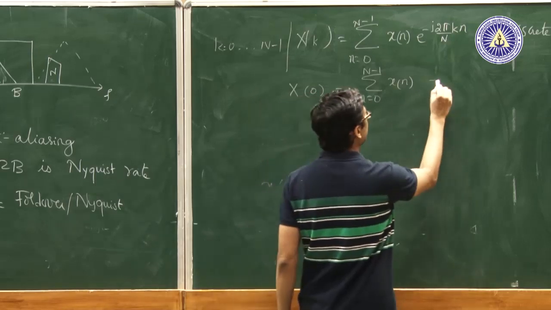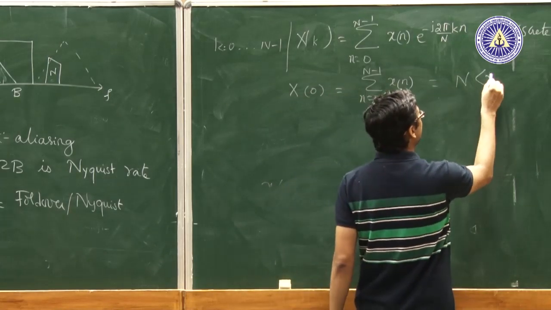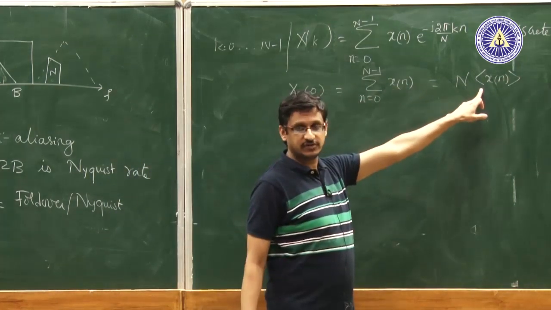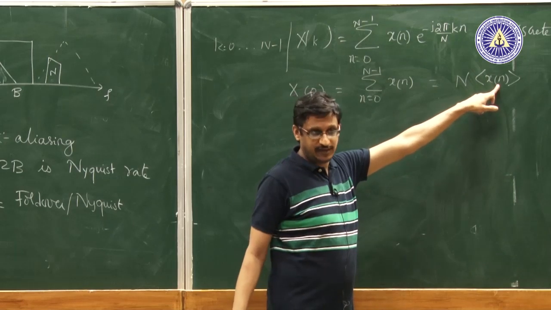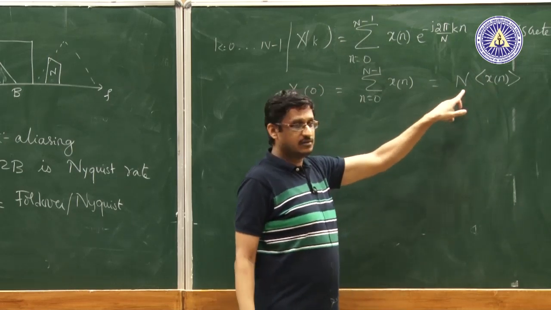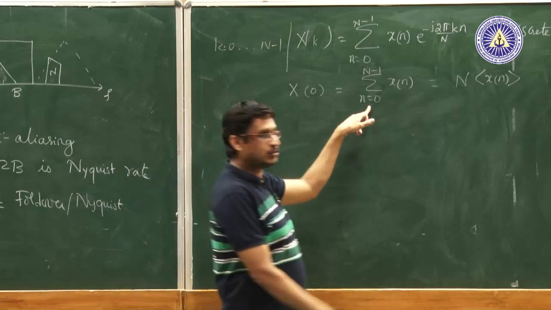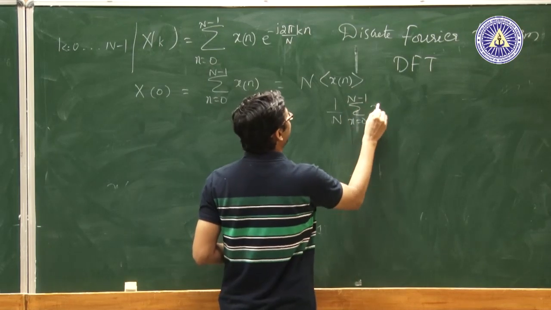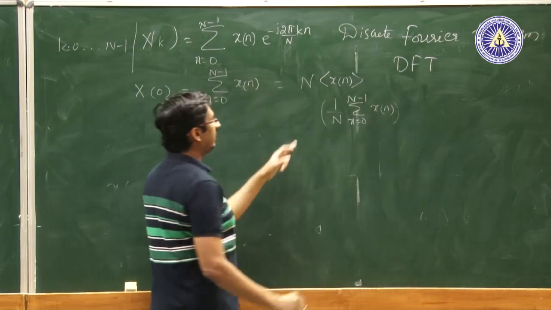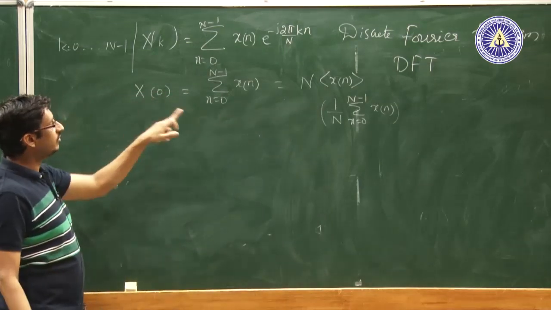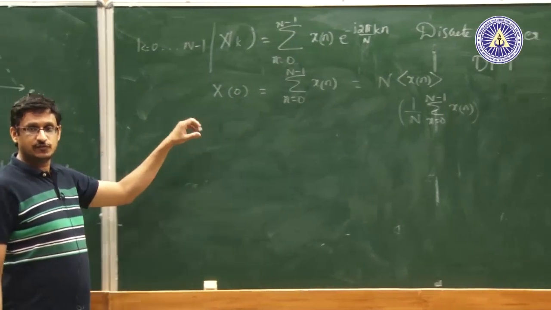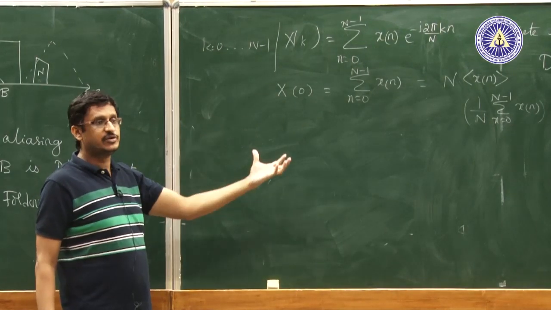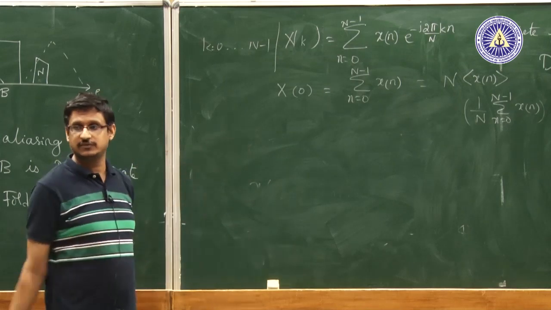In fact, this is equal to n times the average value of x of n, right. This is the notation that I have used for the time averaging. Average value of the sequence x of n times n will be this fellow, because averaging would mean 1 by n summation n equals 0 to n minus 1 x of n. So, this is the average of x of n, and then this expression x of 0 will be the average times n. So, if you now look at this x of 0, it is actually telling you what is the average value of the discrete time sequence, what is the average DC value of the discrete time sequence.